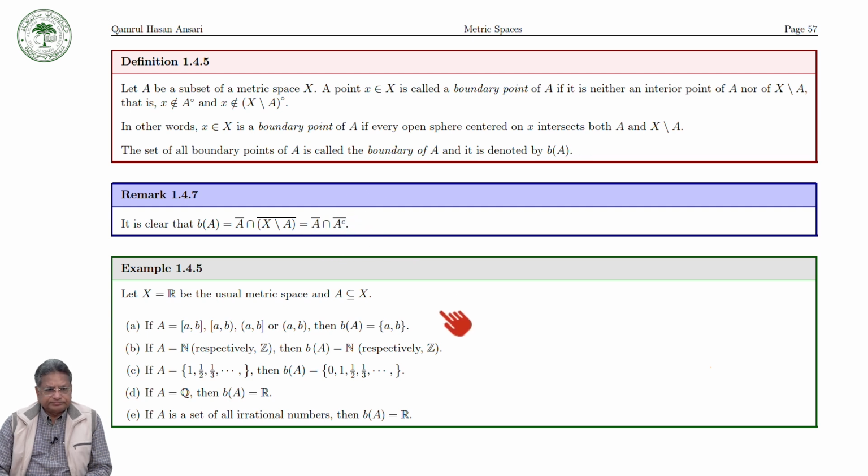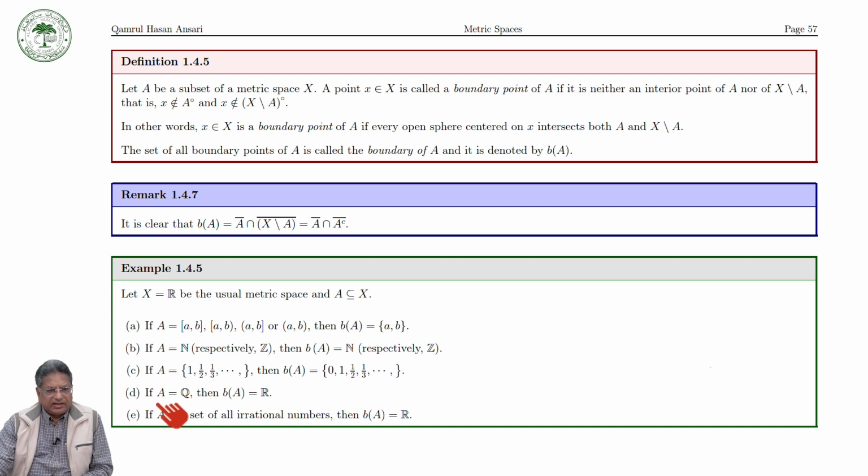Now an example. If X is equal to R, the usual metric space, and A is a subset of X. If A is a closed interval [a,b], a half-open interval, or an open interval (a,b), then the boundary of A is the set consisting only of the endpoints a and b. Similarly, if A is the set of natural numbers, then the boundary of A is the set of natural numbers. If A is the set of integers, then the boundary of A is the set of integers. If the set A consists of 1, 1/2, 1/3 and so on, then the boundary of A is the set consisting of 0, 1, 1/2, 1/3 and so on.